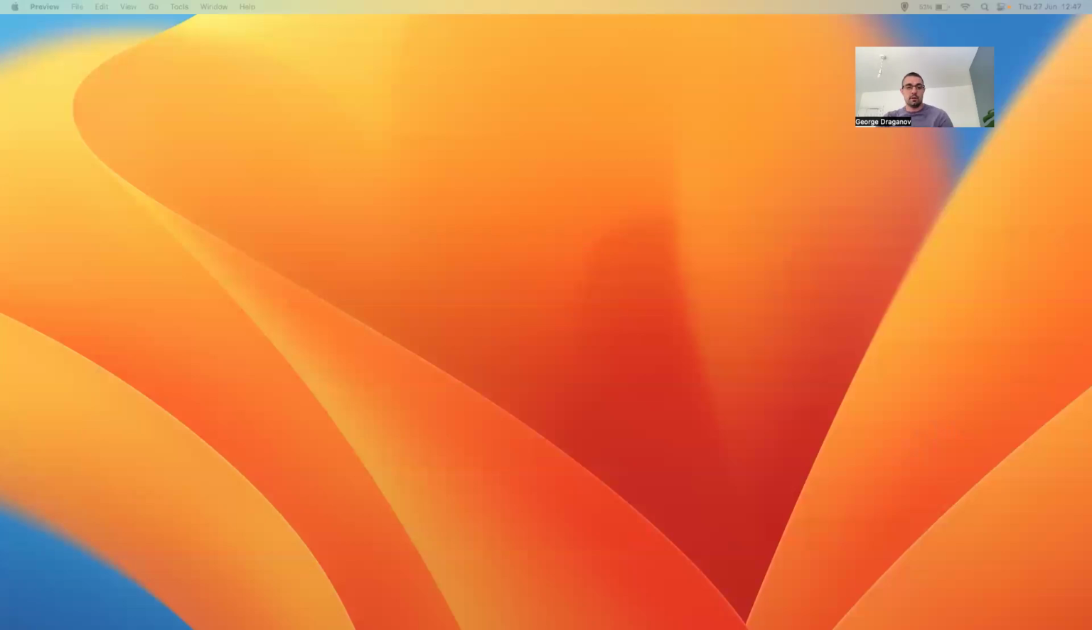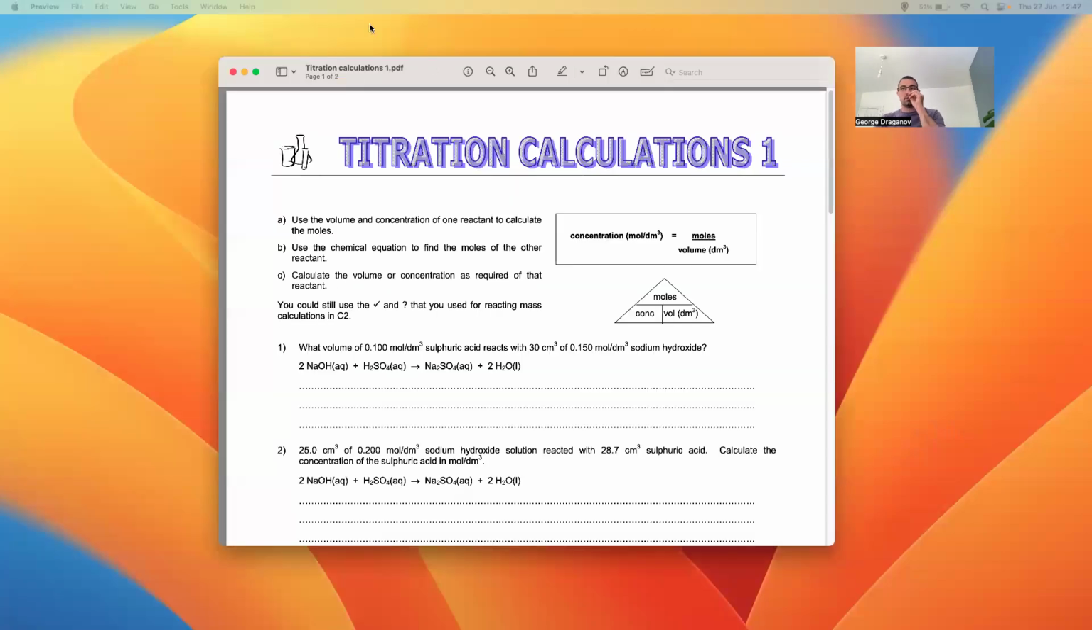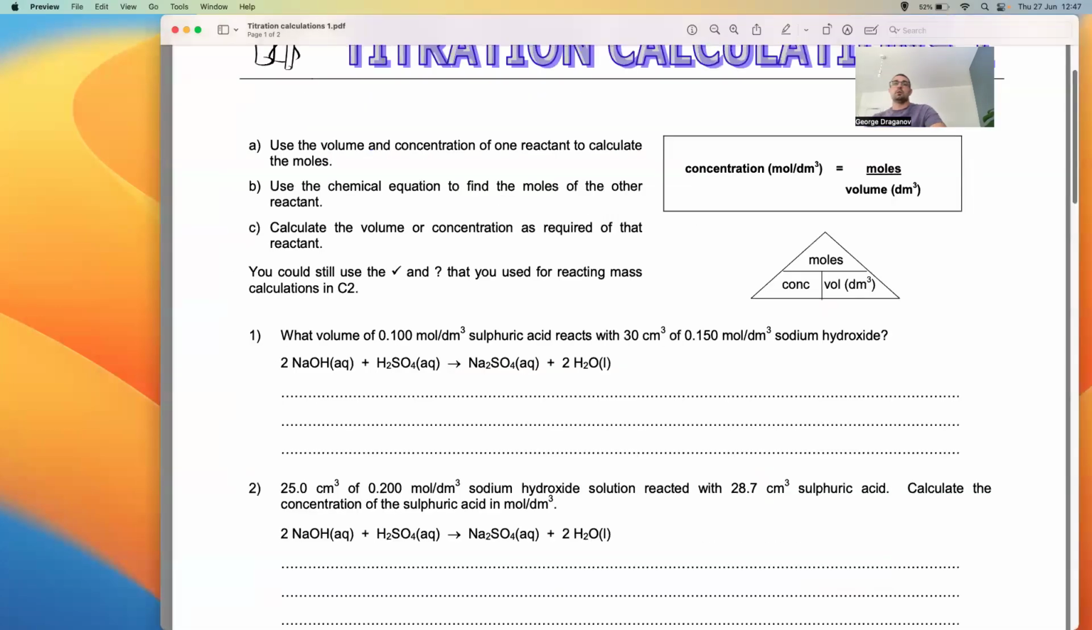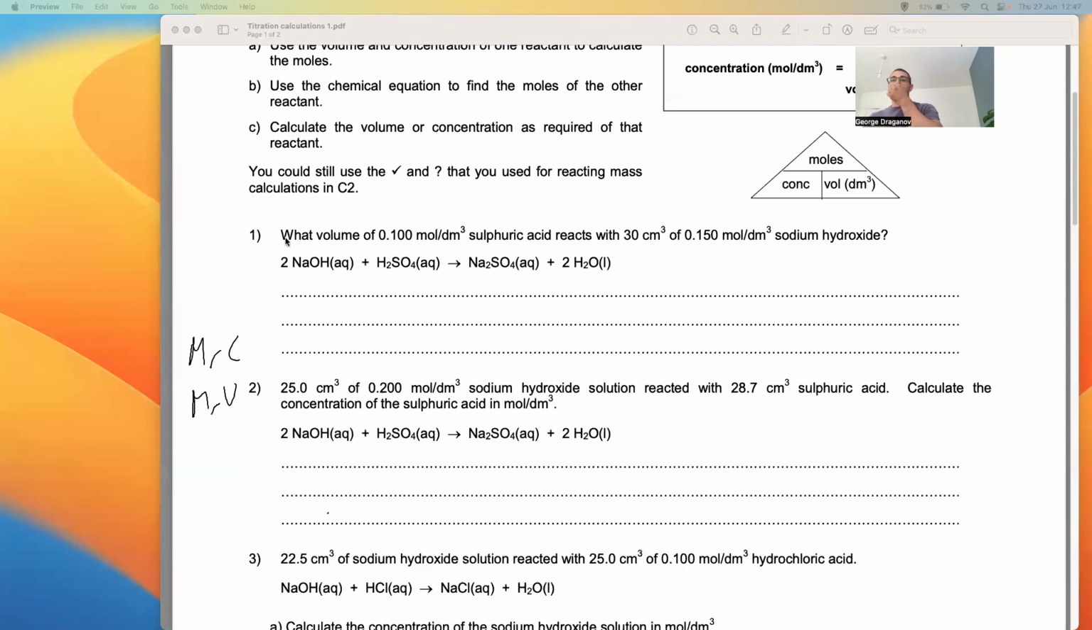So if I go to the next sheet, titration calculations, I'm going to demo 2 questions. One from here, and I'll do one from a past paper. So the steps are actually given to you here. I like to call them Mr C, if you're looking for concentration. If you're looking for volume, it's technically Mr V. However, don't confuse that with gas volumes because it's a different formula. So I'll do these 2 questions and then one from a past paper, so you can see both.